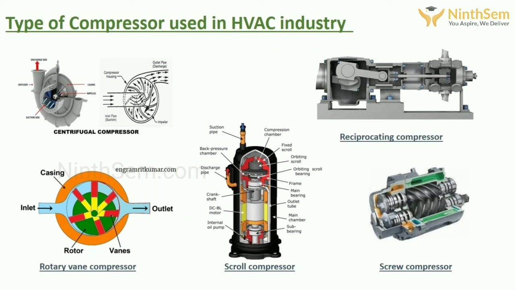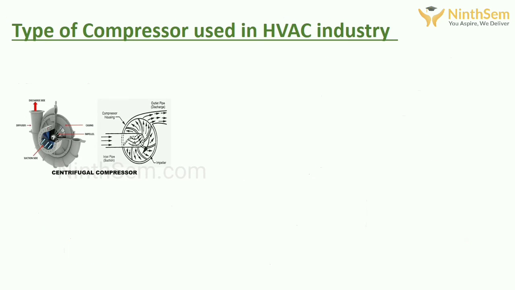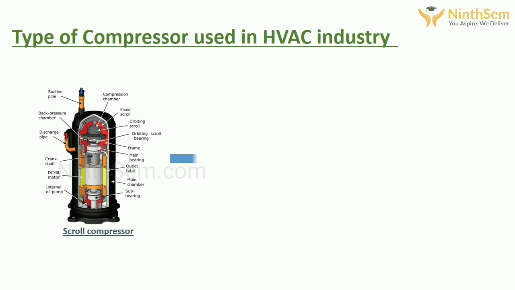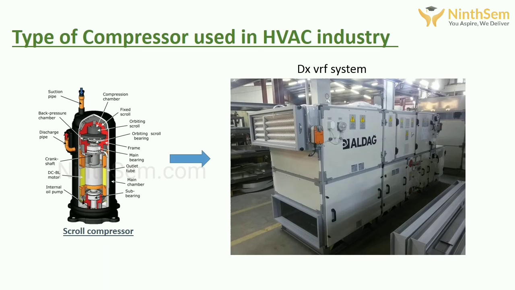Here you can see different types of compressor. Number 1, centrifugal type compressor. Number 2, reciprocating type compressor. Number 3, rotary vane compressor. Number 4, scroll compressor. Number 5, screw compressor. Basically, centrifugal compressor is used for a big amount of refrigerant, like chiller. Scroll compressor is used for a small amount of refrigerant, like DX VRF system.